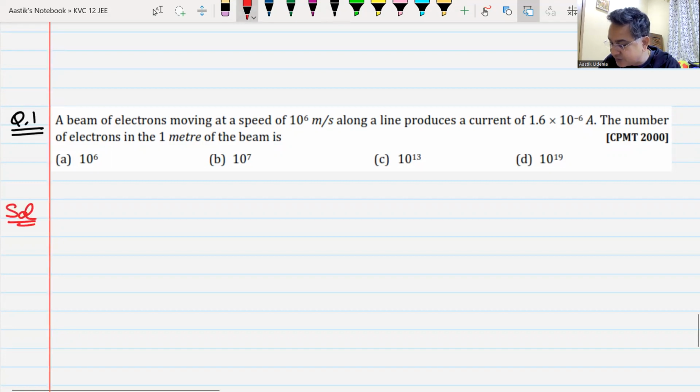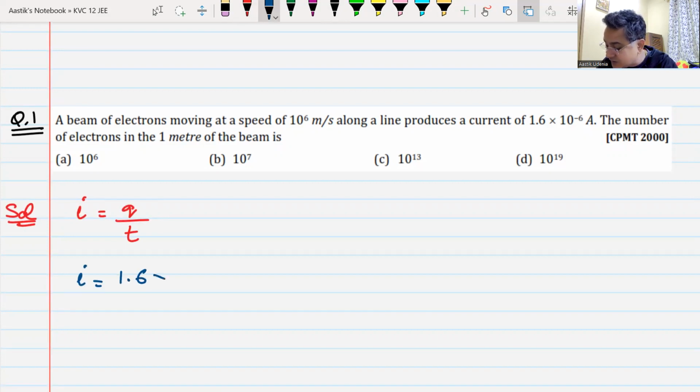So how do you got to do this? Current is charge per unit time. Just have to divide it by time. And how do I find out the time? It is very simple. You can do it by current is Q. Electrons is there, so you know the number of charges, the charge of an electron.